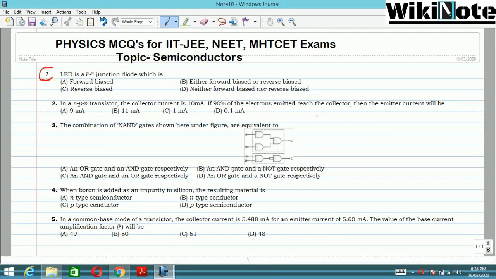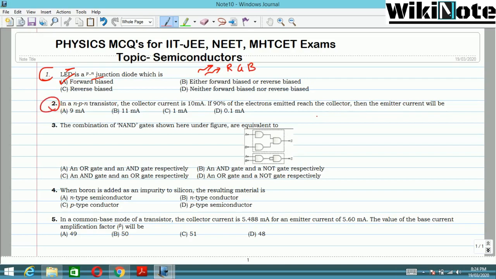LED is a PN junction diode which is always forward biased. LED stands for light emitting diode, which is one of the applications of a normal PN junction diode. But yes, through this PN junction it emits light. That light may be red light, green light, blue light, depending upon the combination.